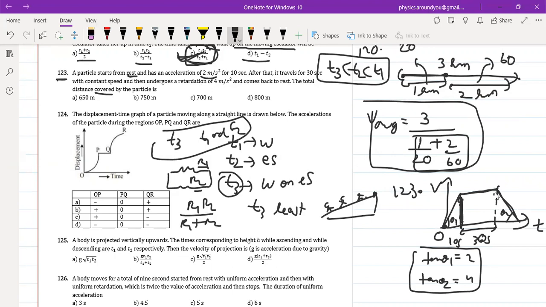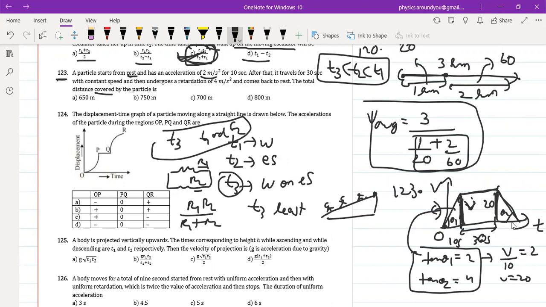This distance is the same as this distance. Apply tan theta 1 information here. Let us call this distance V. Tan theta 1 is V by 10, and that is equal to 2. So V should be equal to 20 meter per second. So this is 20. This is also 20.